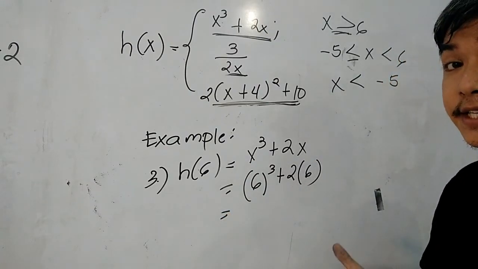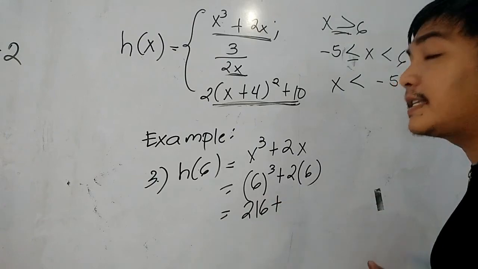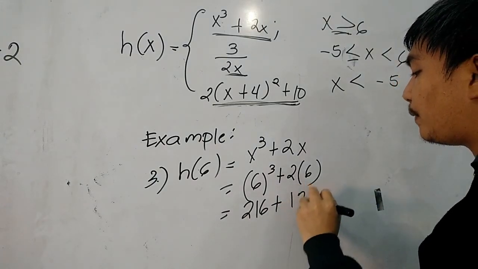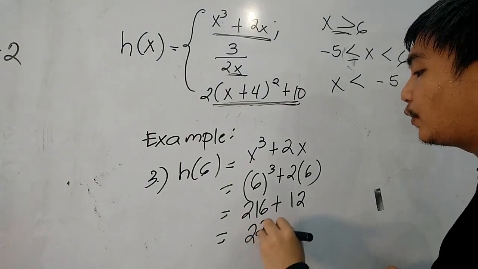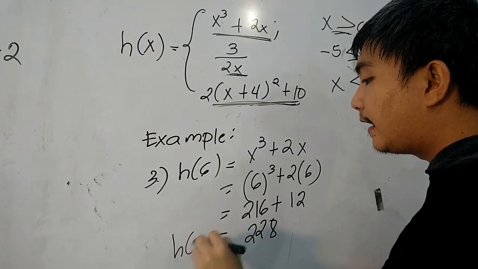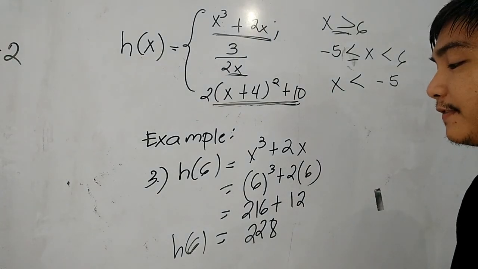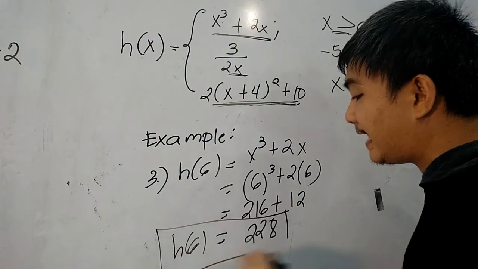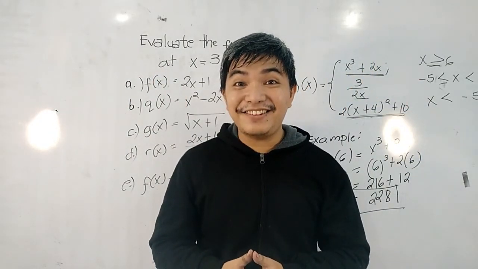What is 6 cubed? That is equivalent to 216 plus 2 times 6, that is 12, and then 216 plus 12, that is 228. Meaning, the value of the function x cubed plus 2x when x is equal to positive 6 is 228. Easy. So yun, hindi naman halata na madali na itong lesson na to.